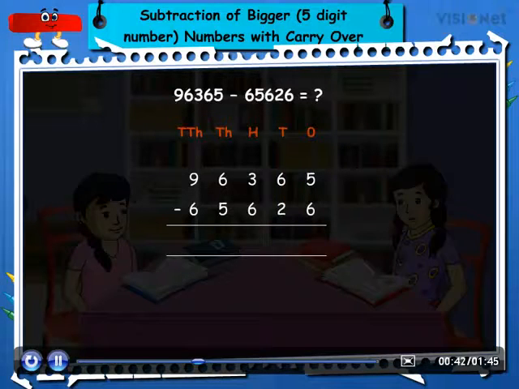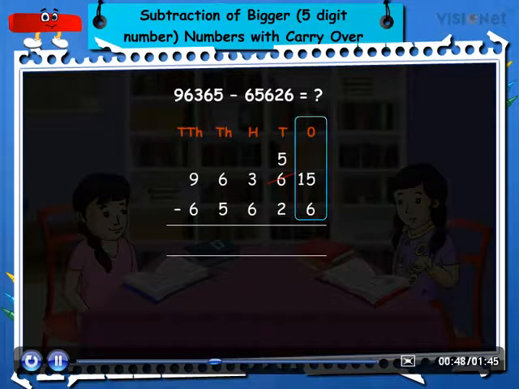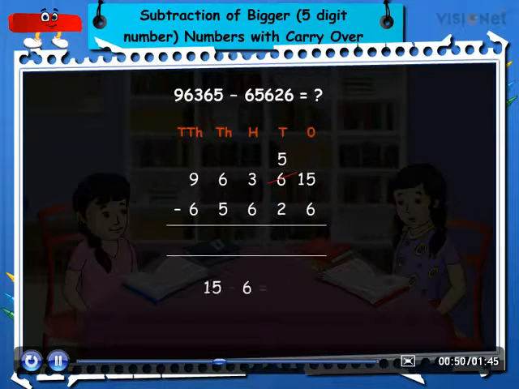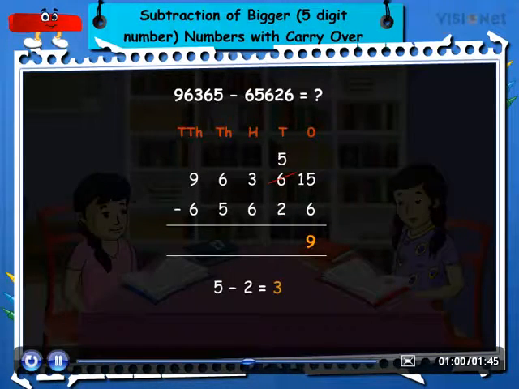So tens is reduced by 1 and units place is increased by 10. Hence it becomes 15 ones. Now we subtract 6 from 15. What do we get, Annie? We get 9. Now subtract tens, that is 5 minus 2. We get 3 tens, Maggie.